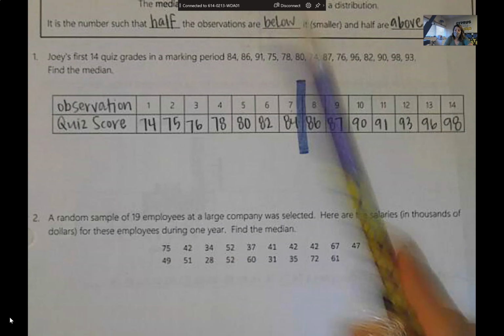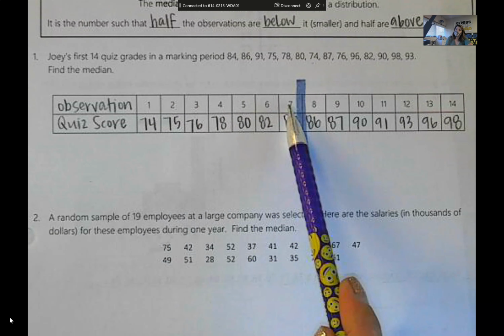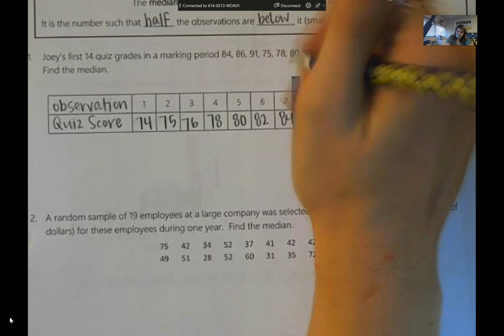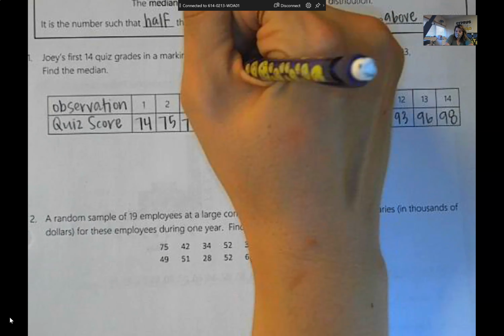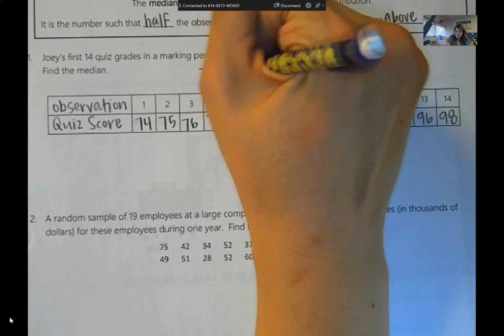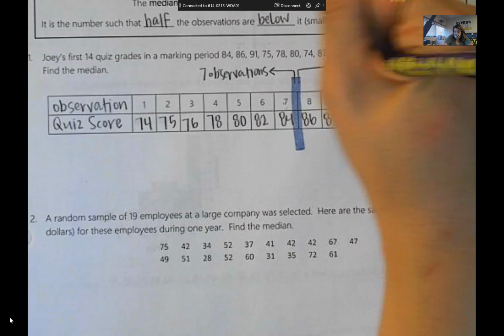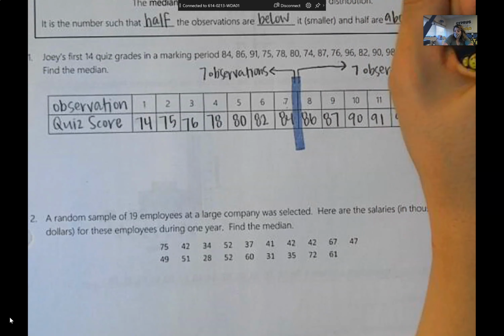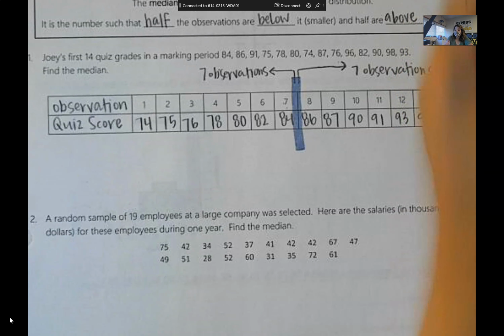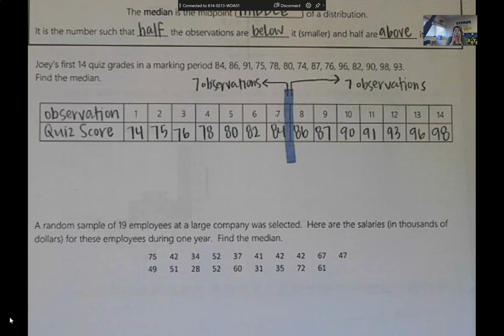So now if you count it, 1, 2, 3, 4, 5, 6, 7 observations are to the left. So going this way, there are 7 observations. And if we count again, 1, 2, 3, 4, 5, 6, 7 observations are to the right. So it is the literal middle.